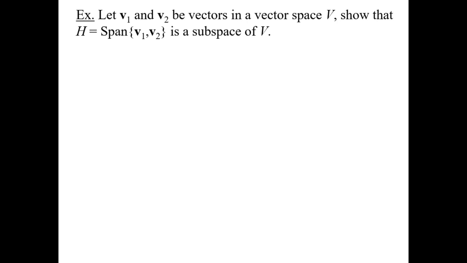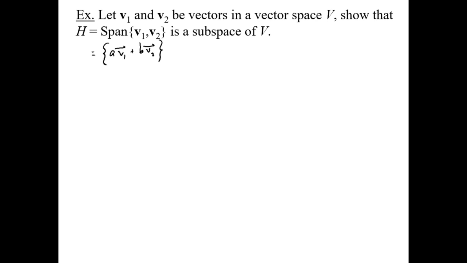So we're going to define H as the span of those two vectors. So now remember what that means. It's the set of all vectors that looks like this: a v1 plus b v2. Every single vector in H looks like that. And we want to show that this is a subspace.